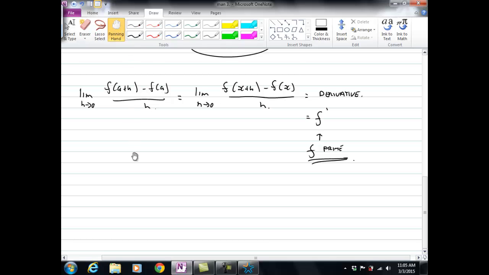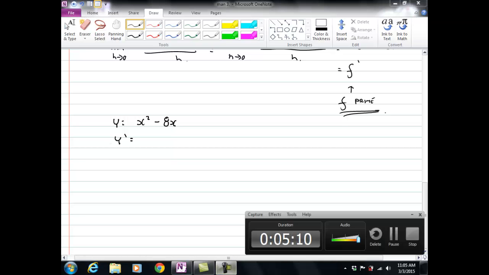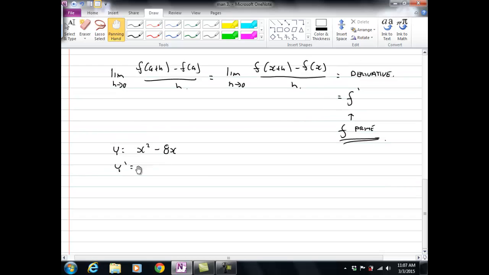So if I give you this question, y equals x squared minus 8x. I asked you to find y prime. Go. I'm going to pause it. See, when I'm asking you to find y prime, really, I'm asking you to find the slope of the tangents, which means I'm using one of these equations.